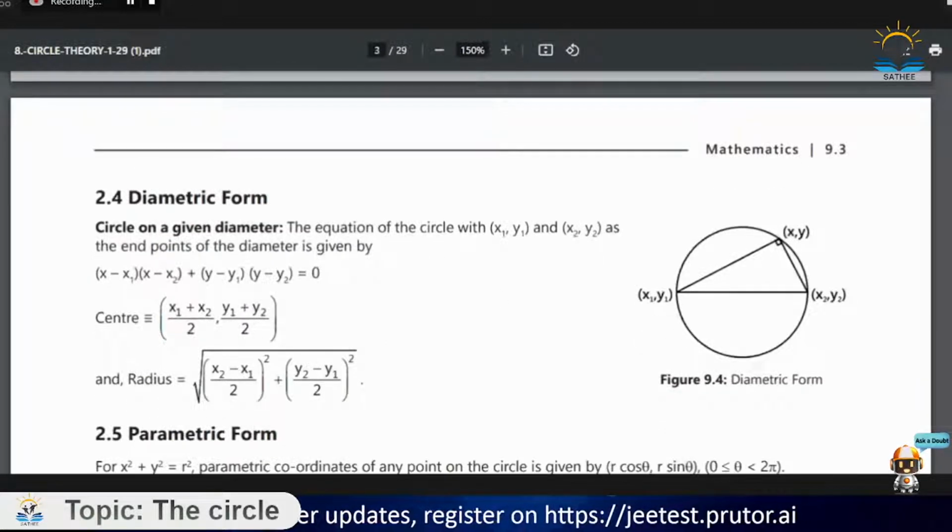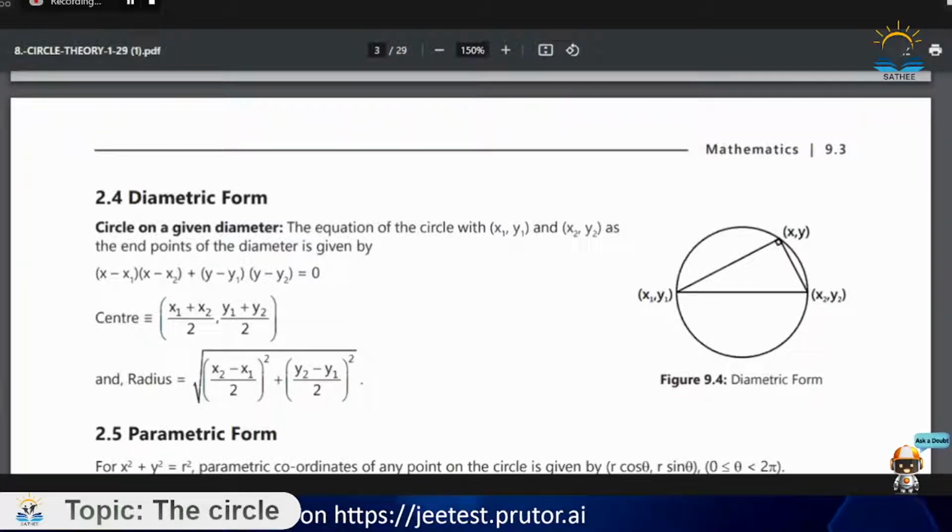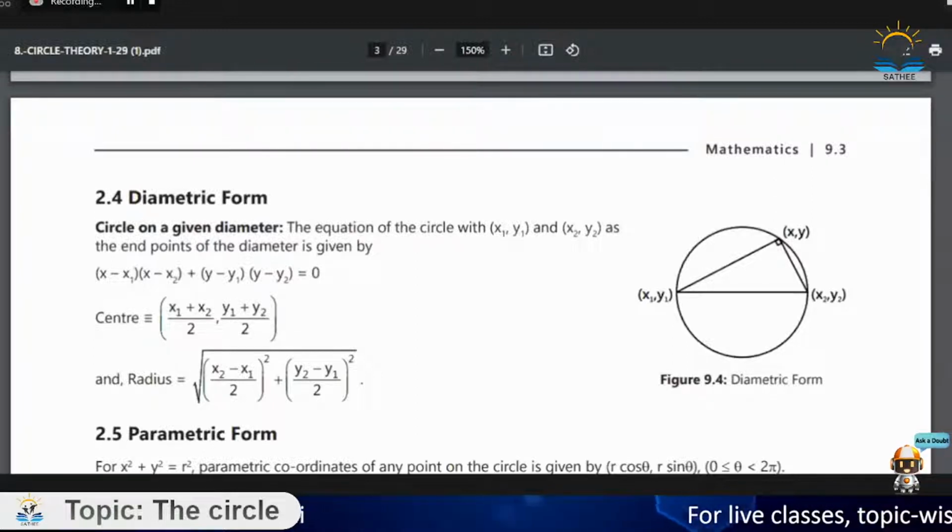Now let us see the diametric form of a circle. The diametric form of the circle is of the form (x minus x1) into (x minus x2) plus (y minus y1) into (y minus y2) is equal to 0. Now, can you guess how we get the diametric form of the circle?